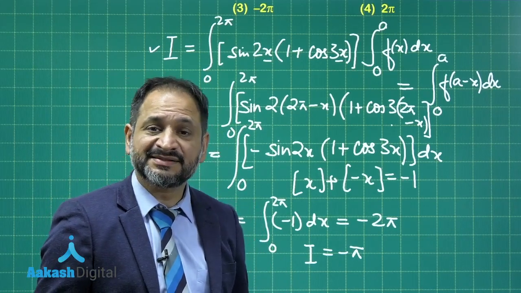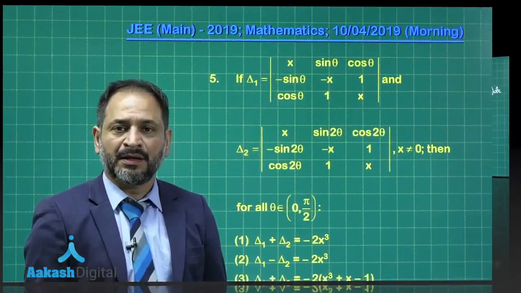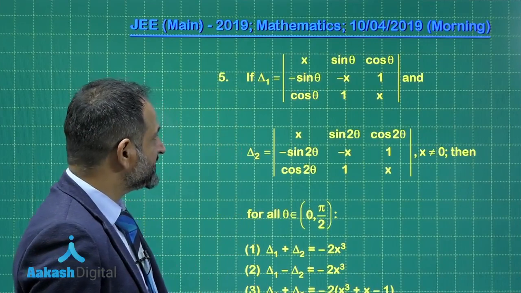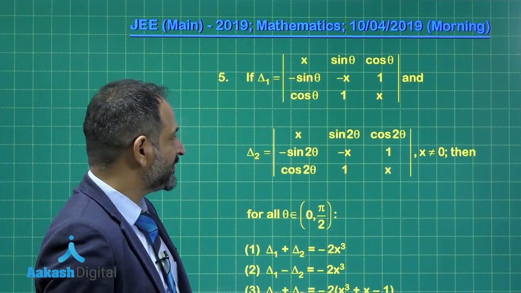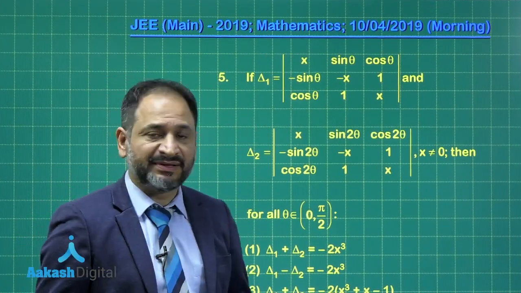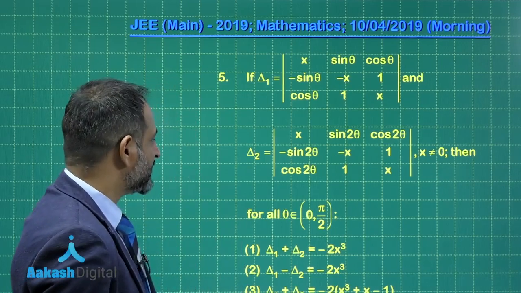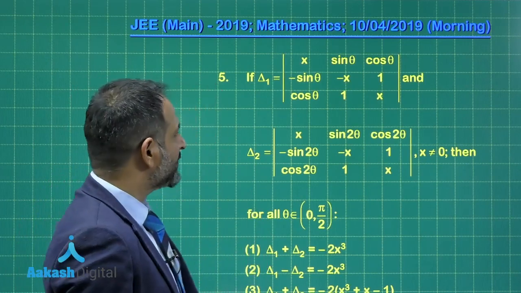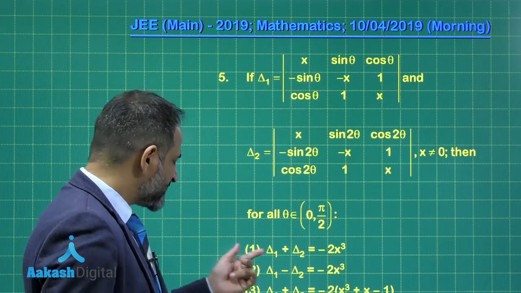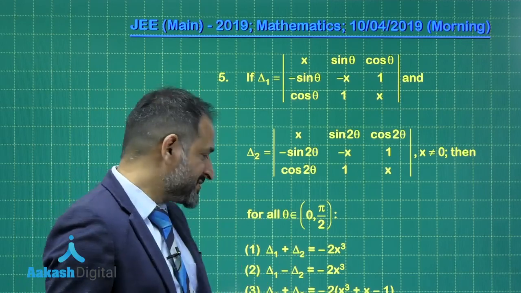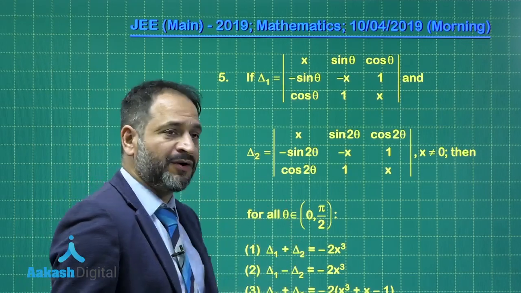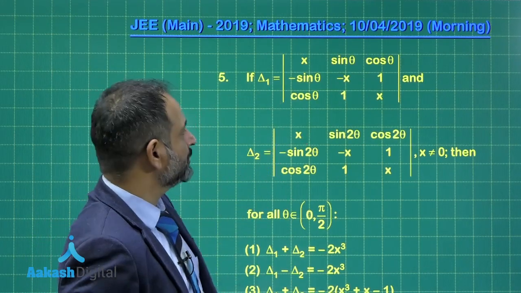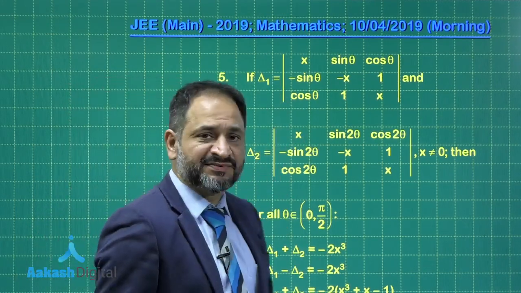Now again let us see another question. The next question is related to the concept of determinants. There are two determinants which are given here, and there are two variables as well. One is x and another is theta. The second determinant is again almost the same. You can see here the options are related to the value of the determinant, the sum of determinants and the difference of determinants. Now you can notice there is no connection between the various variables.